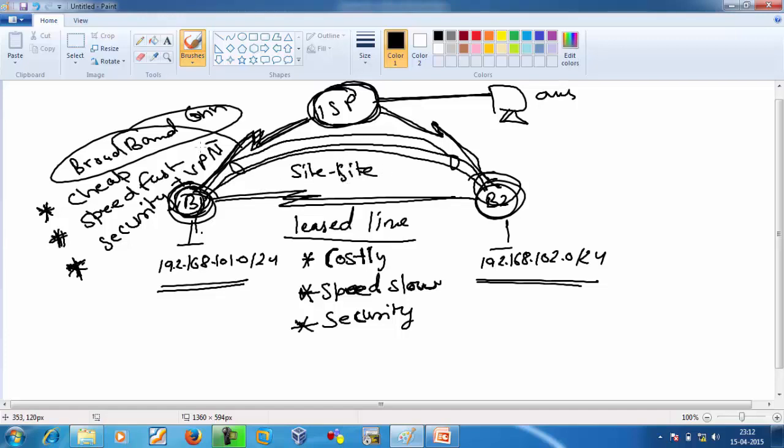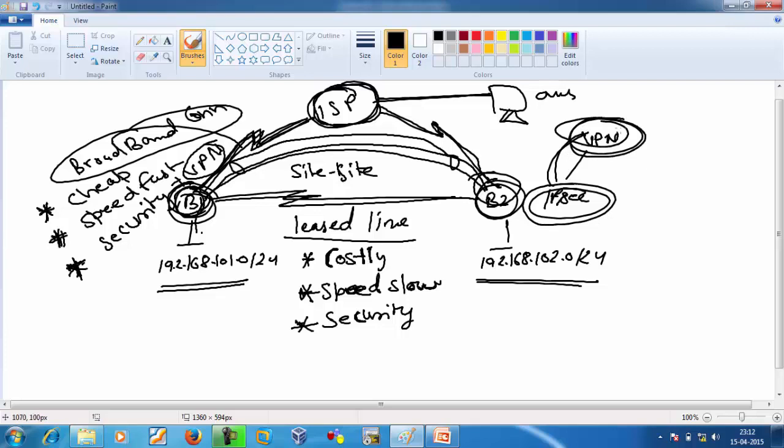When we talk about VPN, we use some protocols, for example IPSec. If you are using IPSec, definitely you are using VPN. When we are using VPN, then definitely we are using IPSec. Both work together, we can say. So now the question is, what is VPN here?